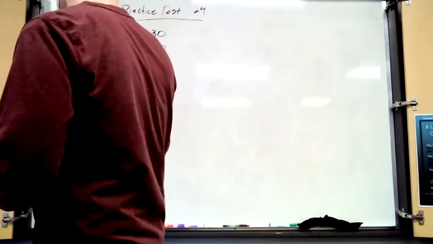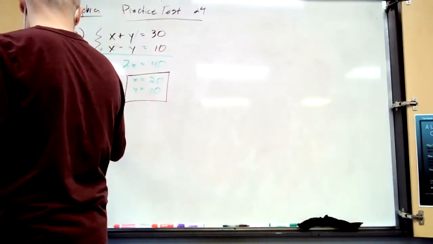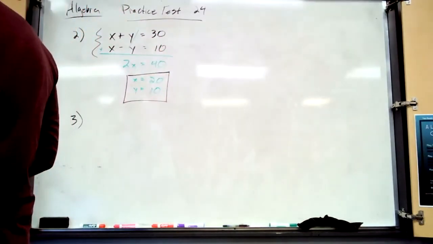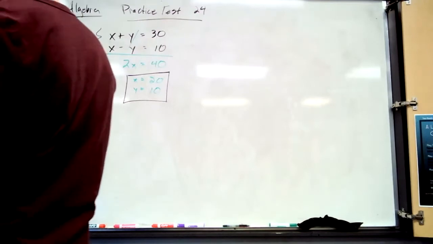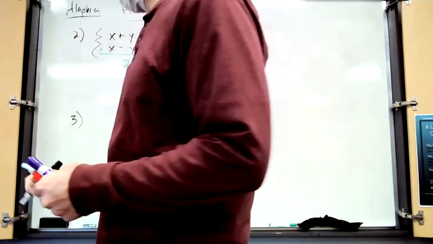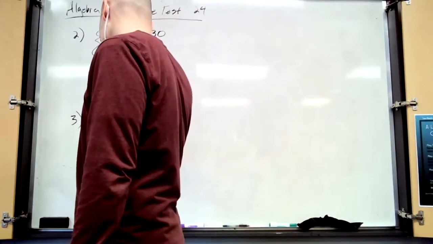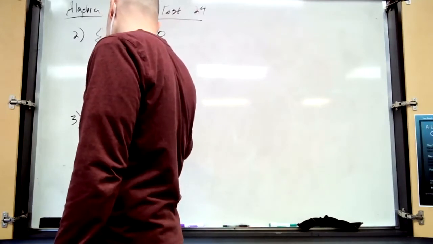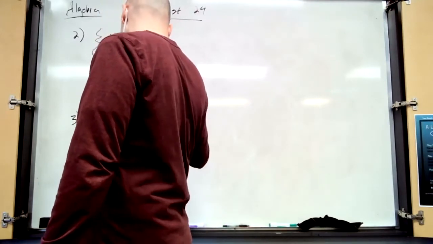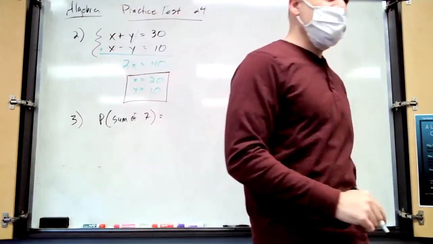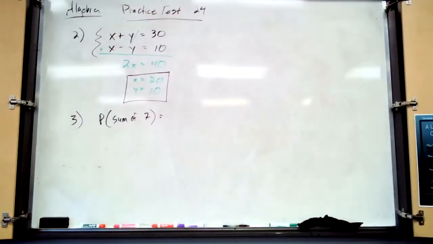Okay, number 3. Deborah rolls 2 fair dice. What is the probability that the sum of the numbers rolled is 7? Okay, so the probability of the sum of 7. Remember, probability is the number of favored outcomes out of the total number of outcomes. Well, this is something you should remember.